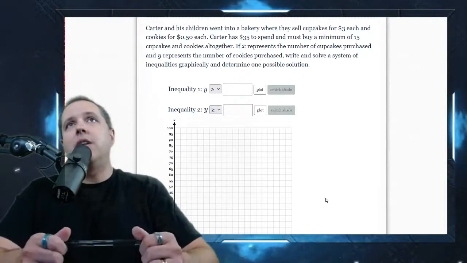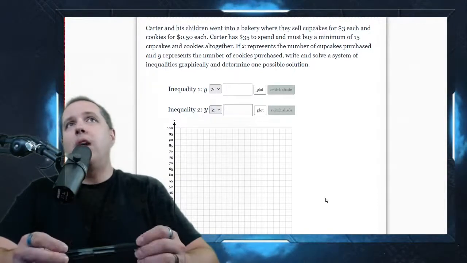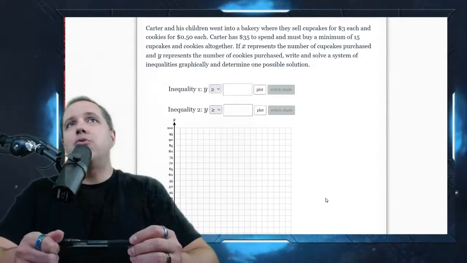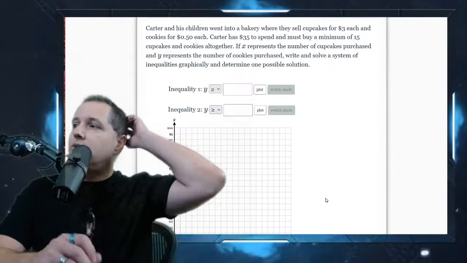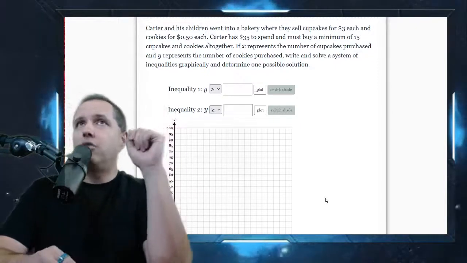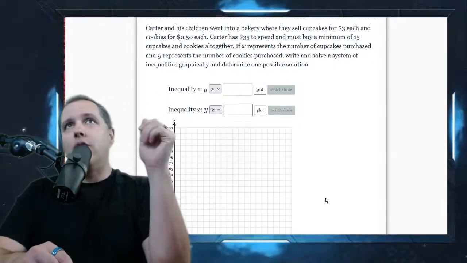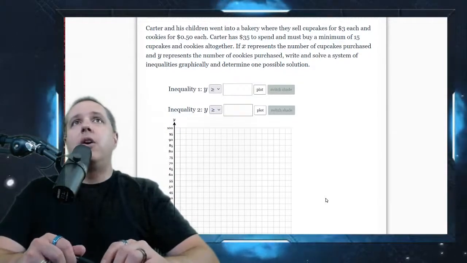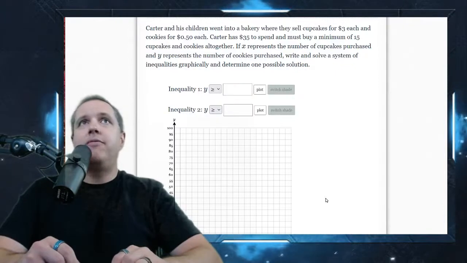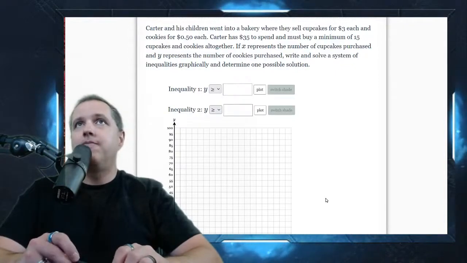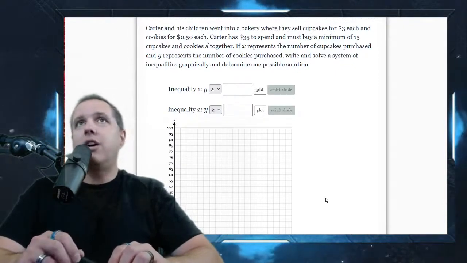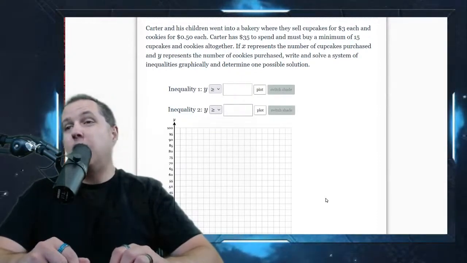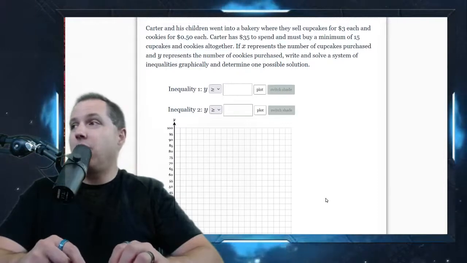If X represents the number of cupcakes purchased and Y represents the number of cookies purchased, write and solve the system of inequalities graphically and determine one possible solution. There's more than one possible solution, but they don't all work. So for instance, what if he just wanted to go in and say, give me 15 cupcakes? Well, cupcakes are $3 each. That would cost $45. He doesn't have enough money for that. So somebody's getting cookies. All right? Some people aren't getting the cupcakes.